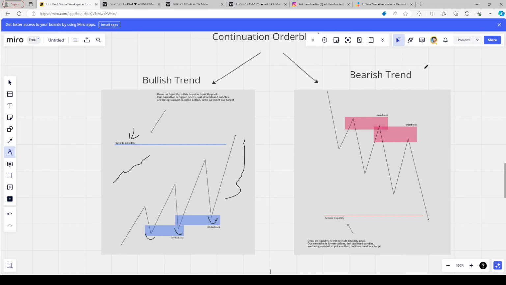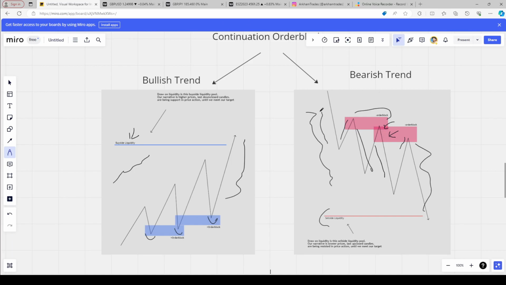And then we have the reverse for the bearish trend, where our draw on liquidity is lower prices. The draw on liquidity is the sell side liquidity pool. This is where we want price to go. Our narrative is lower prices. The overall trend is lower. Last up close candles are being resisted in price action until our target is met. As we can see, overall trend is lower prices. We push higher, break. This is now our high probability order block. Price comes back into this order block, breaks lower. This is now a high probability order block. Price comes back into this order block and then breaks lower again.